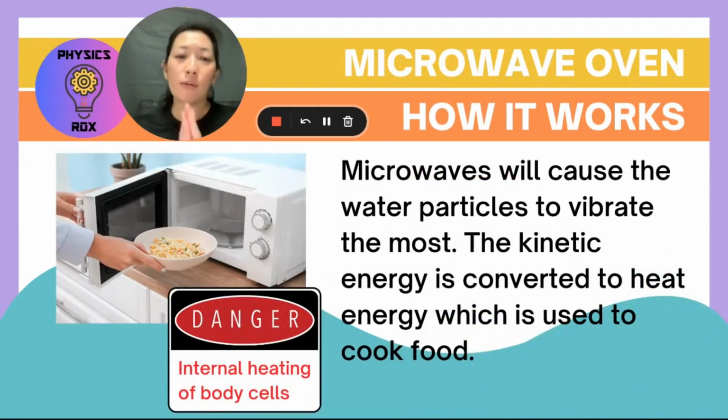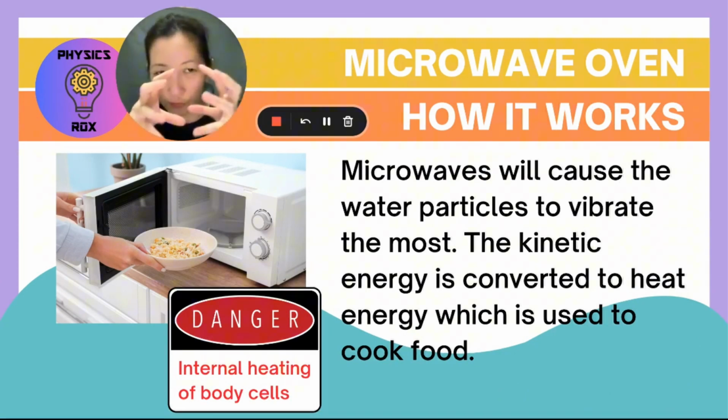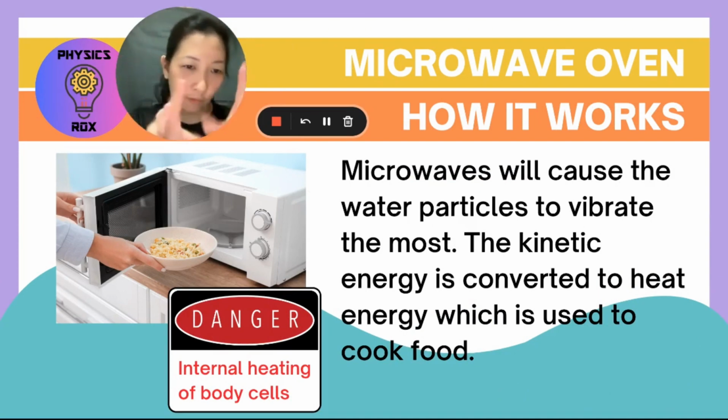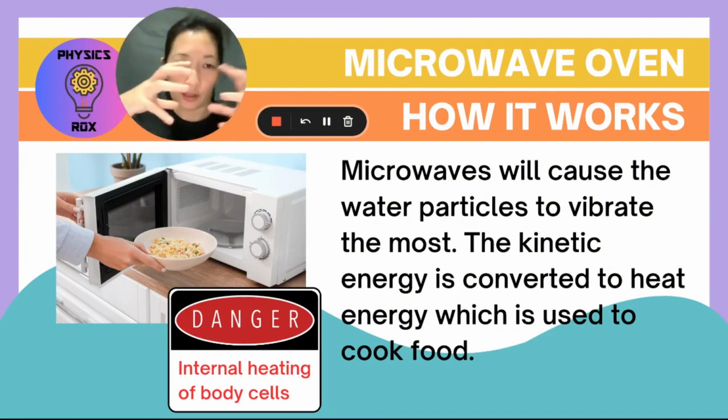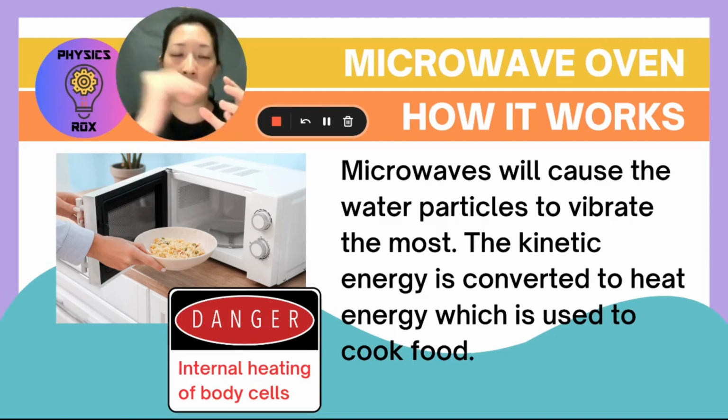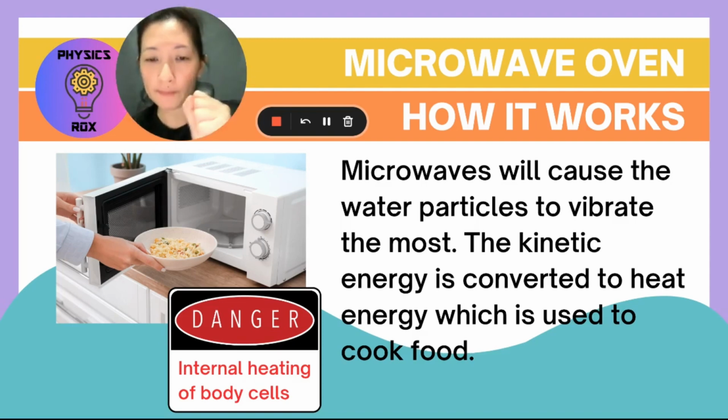Right? So microwave ovens, and how they work. When you put the food into the microwave oven, for example you've got your bowl, you've got your food, and you've got the water in there. Among all the particles, when the microwave reaches all those items, there will be some energy transferred to all of these particles. But among all of them, microwaves will cause the water particles to vibrate the most. This kinetic energy will be converted to heat energy, which is then used to cook food.